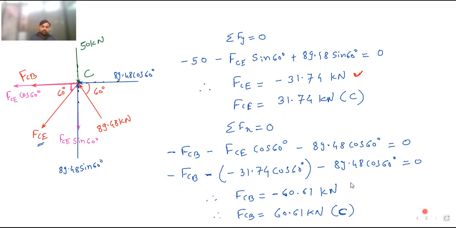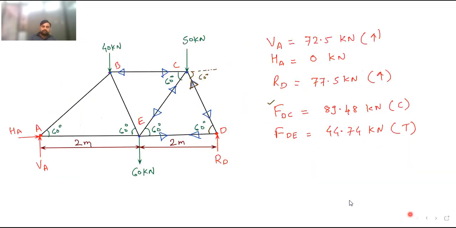So moving further, now we have solved this joint C. Now you can solve the joint B also or A also. Okay, now let us solve the joint A. We will solve the joint A. Okay, so if I solve this joint A, now I have to draw the free body diagram of it.